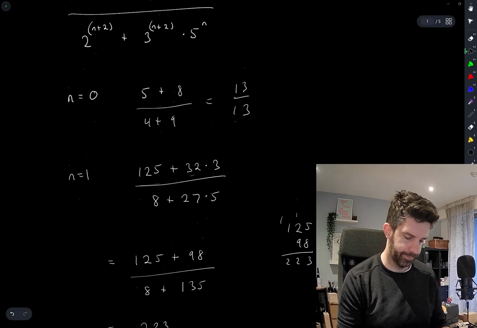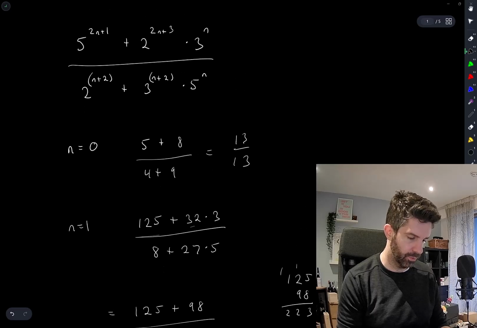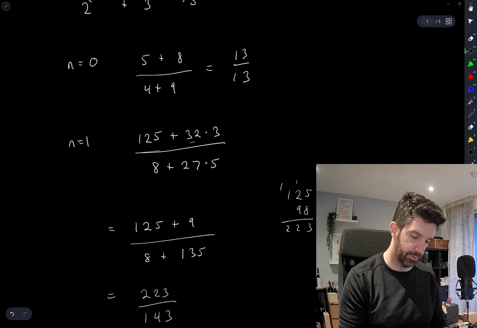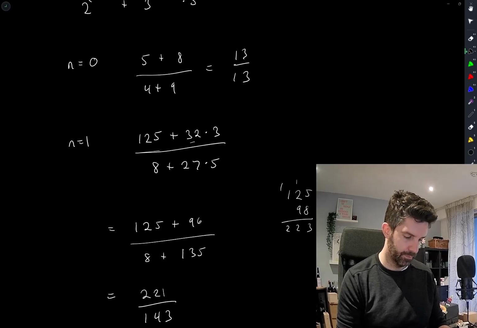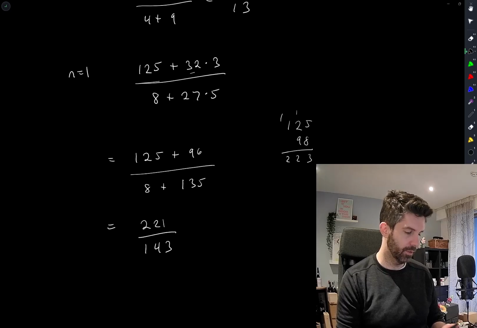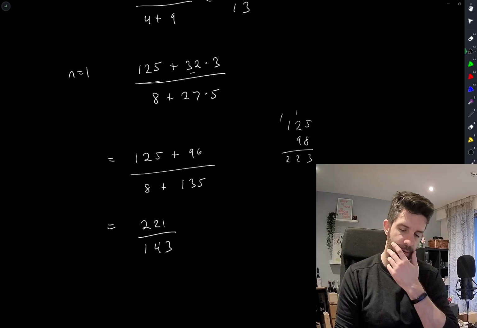Hold on. Did I do something? When n is equal to 1, I have 5 times 5 times 5 is 125. I have 2 to the power 5 is 32. Oh my goodness, 96. So this is 221, which is divisible by 13, and 143 is divisible by 13. Okay.